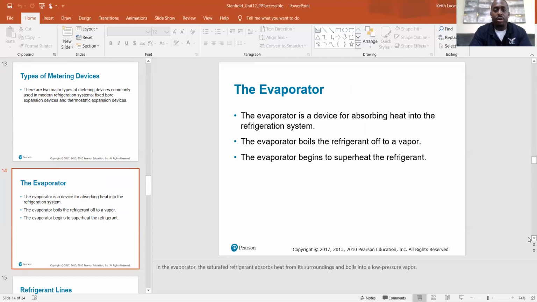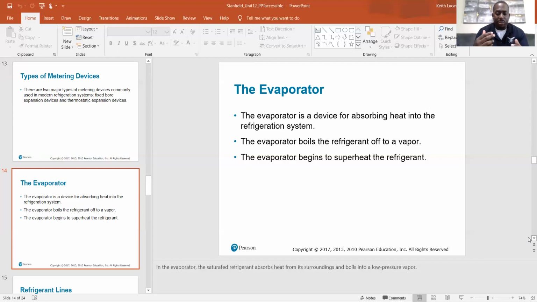And number 4 would be your evaporator. The evaporator is a device for absorbing heat into the refrigeration system. The evaporator boils the refrigerant off to a vapor. The evaporator begins to superheat the refrigerant. In the evaporator, the saturated refrigerant absorbs heat from its surroundings and boils into a low pressure vapor. So the evaporator is where heat is absorbed into the system.